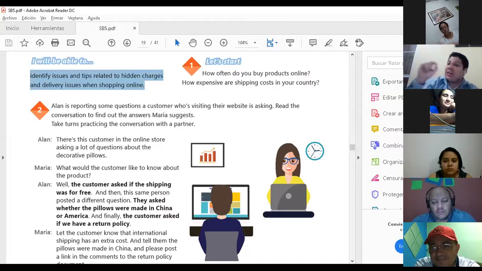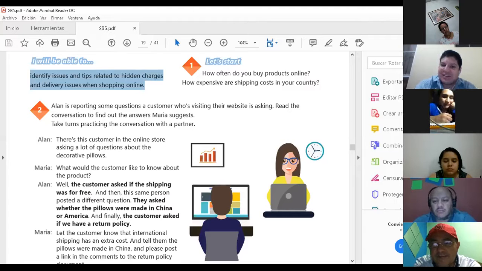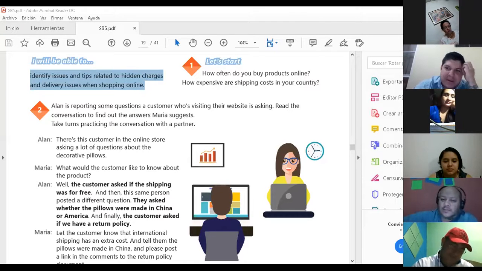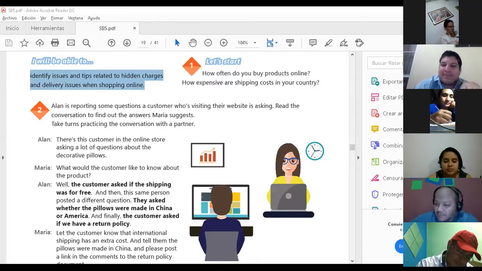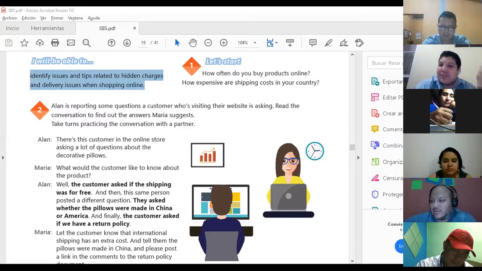How do you say la letra pequeña? I don't know. Small letter. The small letters or the small print? Small print. Did you read the small print? Yeah. No. We normally don't do it. So that's one of the problems that we may have.